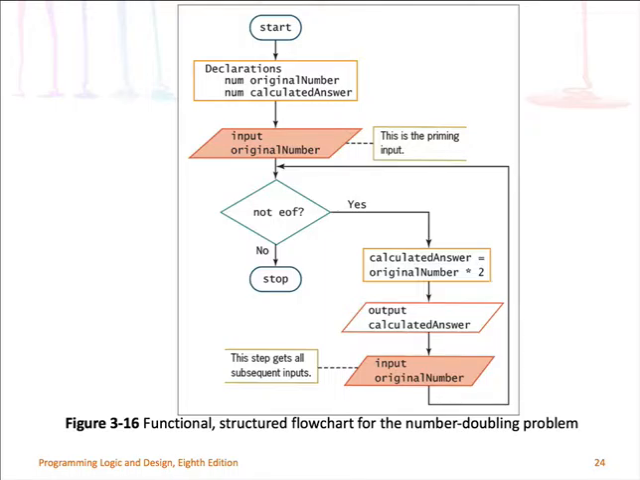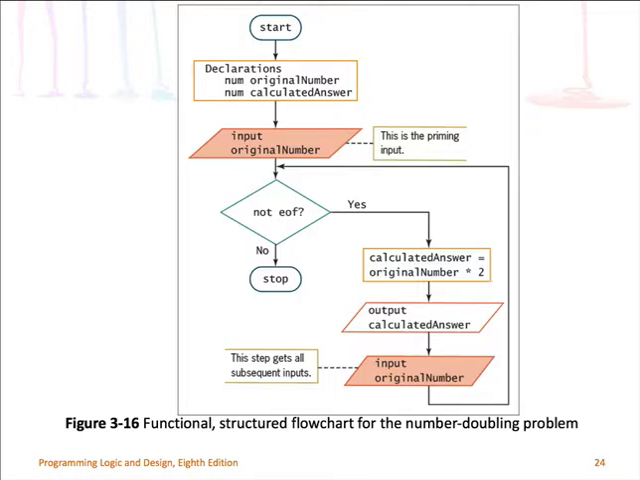If that first number is not end of file, then they calculate an answer. They output the answer, and then they need to get another number, and then go back and say, okay, is the most recent input I got end of file? If it is, then I would stop. If it's not end of file, then I would continue looping.